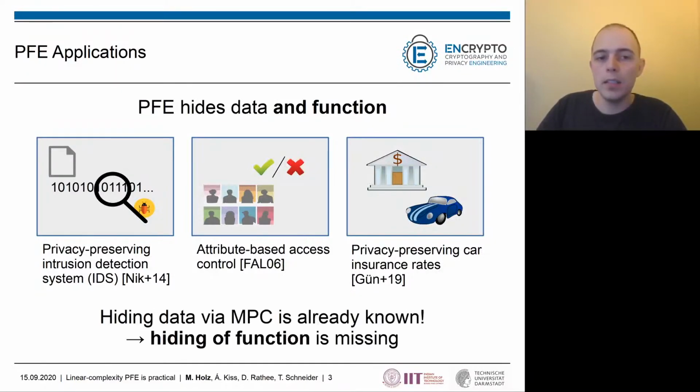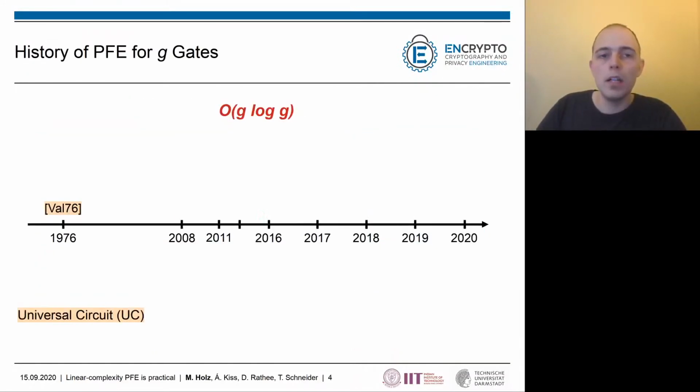Hiding the data via multi-party computation is already known, and what's left to do is hiding the function. This is still a research problem that has seen heavy work in the last years. The history of private function evaluation, where the functionality is represented by circuits of up to G gates, started in 1976 when Valiant proposed the first universal circuit construction. A universal circuit is basically a Boolean circuit that is able to evaluate any other Boolean circuit up to a given size of G gates.